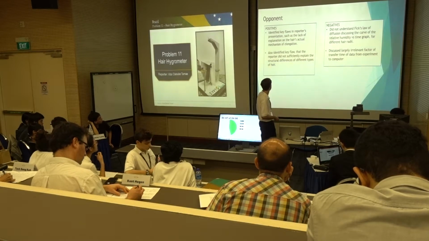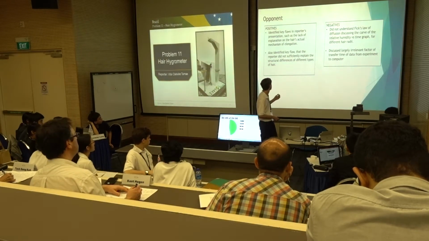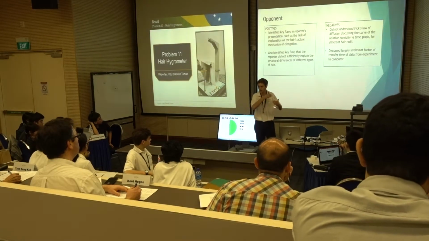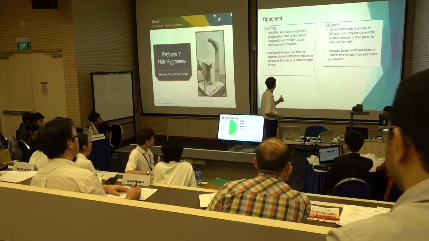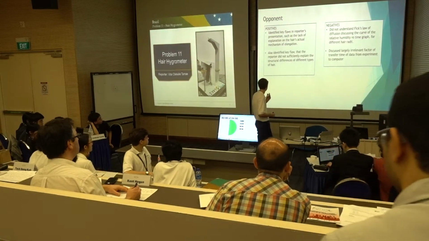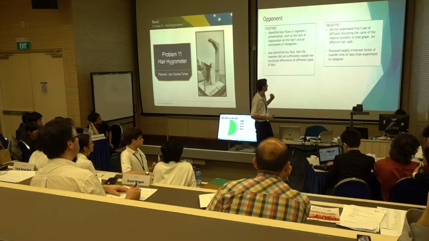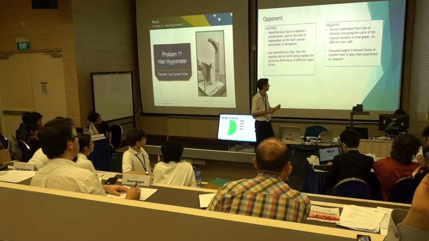Some positives in the opponent: he identified certain key flaws, such as the lack of explanation of the hair's actual mechanism of elongation, but I think he should have pushed that point more. He asked about it right at the start, but only very briefly. He also identified the key flaw that the reporter did not significantly explain the structural differences of the different types of hair.